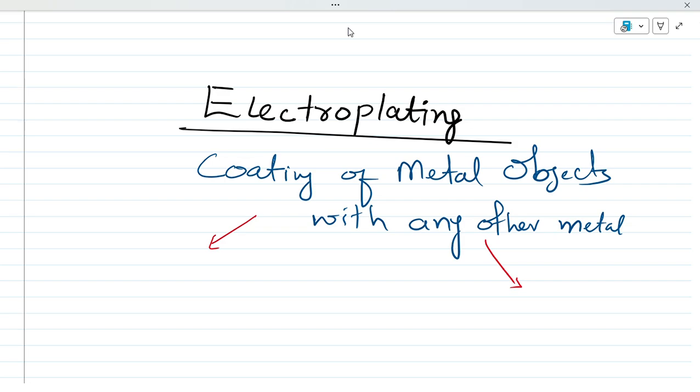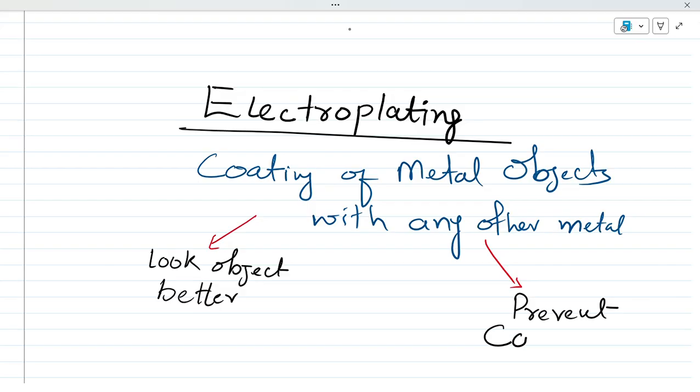In this lesson, we are going to discuss the industrial application of electrolysis, that is electroplating and purification. Electroplating is the coating of metal objects with another metal. It is usually done to make objects look better, to improve their appearance in terms of their physical characteristics. Secondly, it is also done to prevent the objects from rusting. So these are the two reasons by which objects are electroplated.